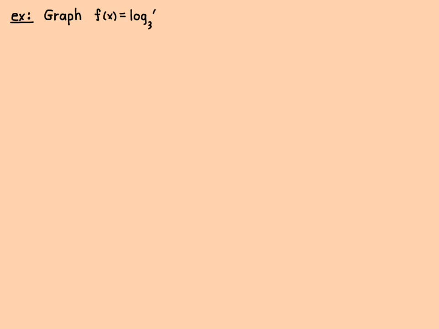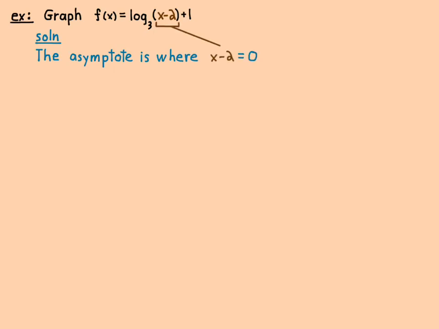So let's graph this function f of x equals log base 3 of the quantity x minus 2, plus 1. The first thing I would do is find the asymptote. You find the asymptote by setting the stuff inside the log equal to 0. Okay, so x minus 2 equals 0, you get x equals 2.